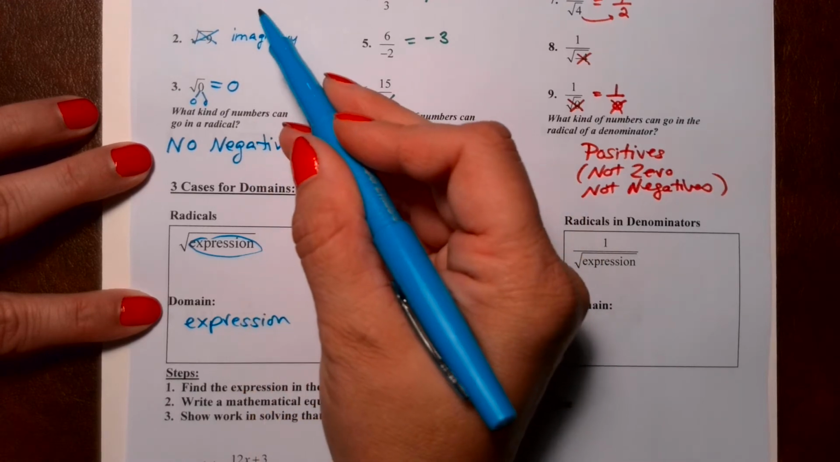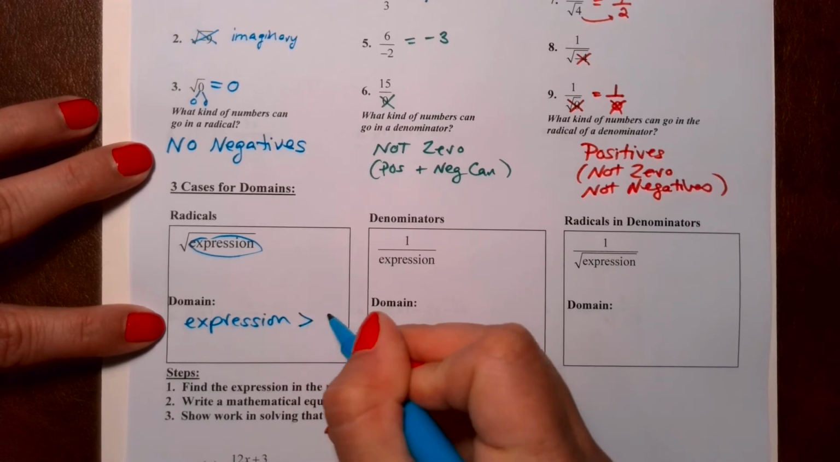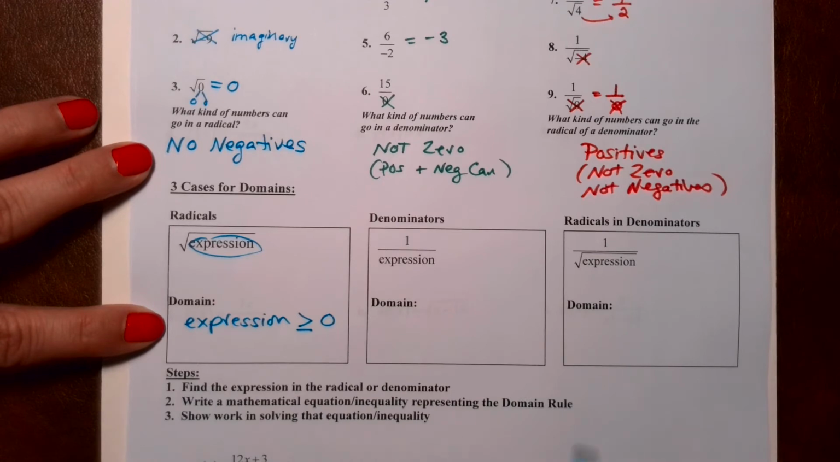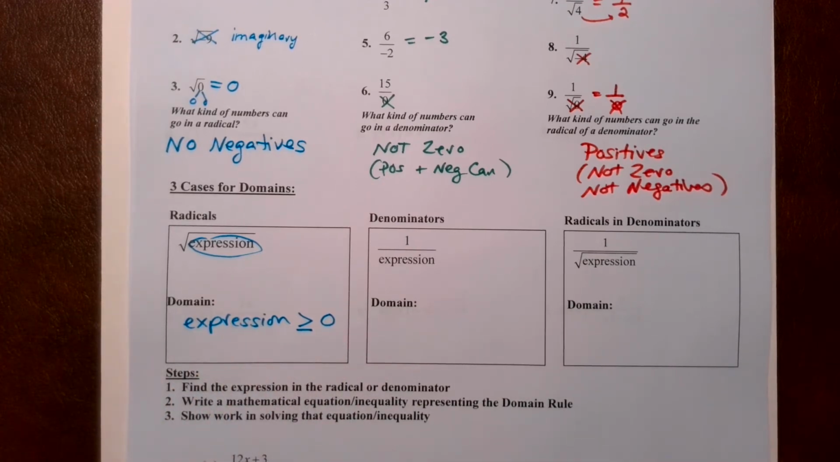It could be positive or it could be 0. So you're going to say you have to be greater than 0, or you could be equal to 0. And that's how you set up the domain problem that you have to solve.